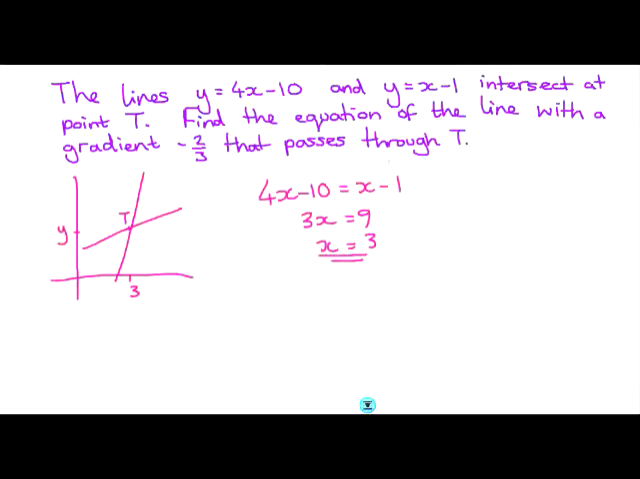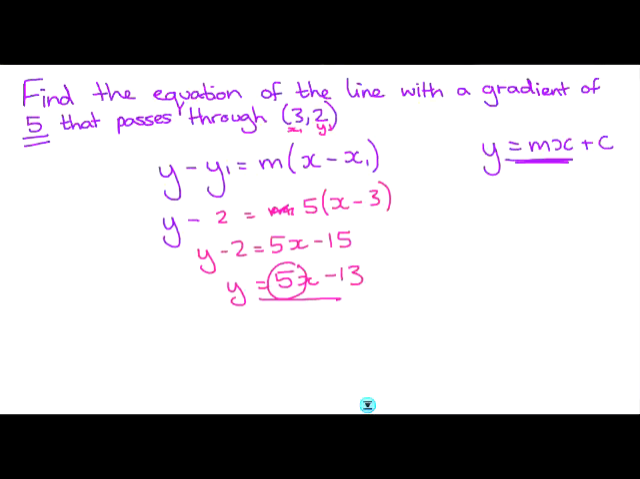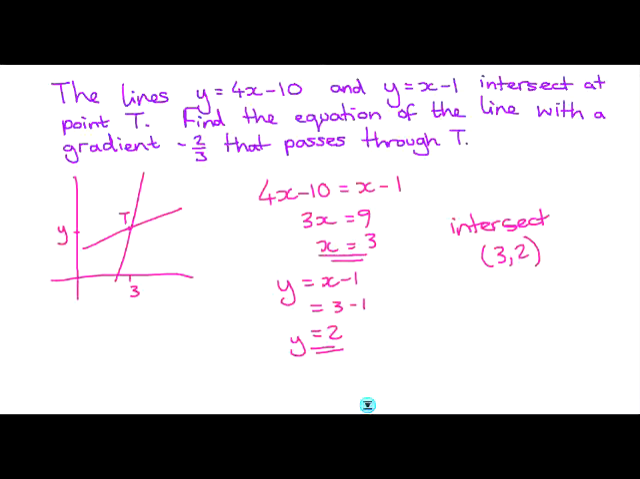So let's use it in this first one. So y is equal to the x take away 1. So y is 3 take away 1, which is 2. So it means they intersect at 3, 2. So it's like this question here, and in fact it's exactly the same coordinate, but they made me work a bit harder to get that.